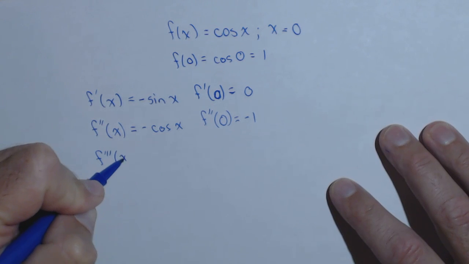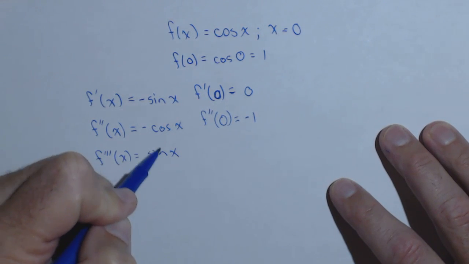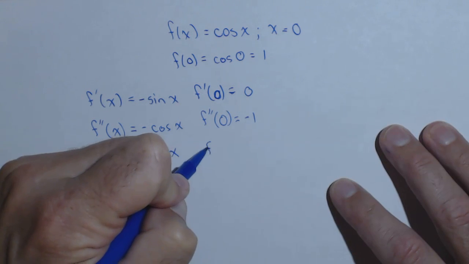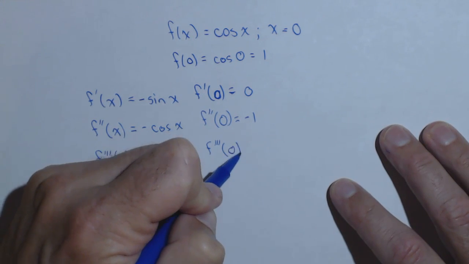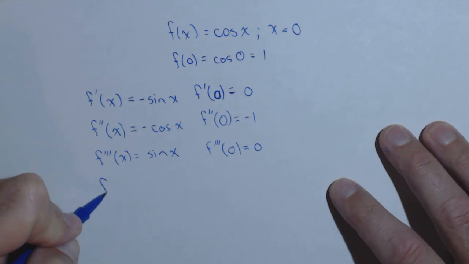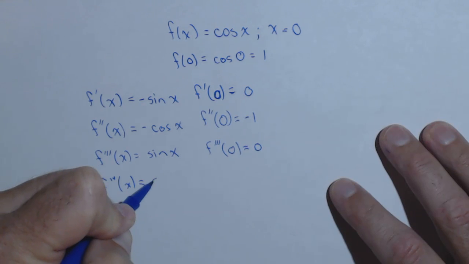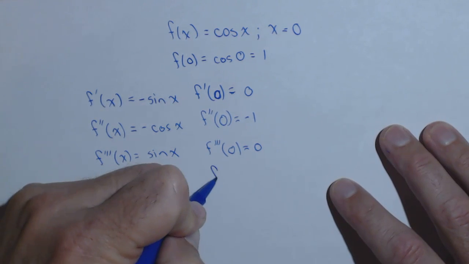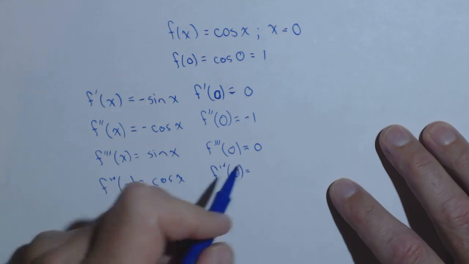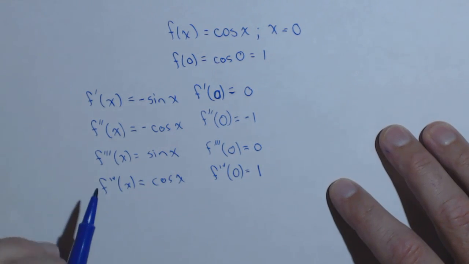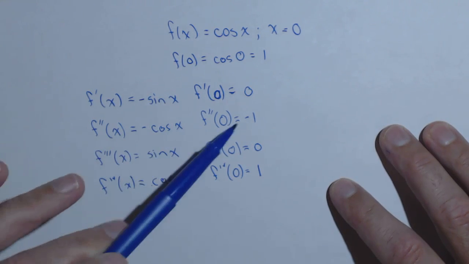F triple prime of x is a positive sine of x. The derivative of negative cosine is positive sine. So the third derivative at 0 is 0. The fourth derivative at x, the derivative of sine, is cosine. The fourth derivative evaluated at 0 is 1. And now you're going to start to see a pattern. Notice we're back to cosine of x, and then this is going to repeat.